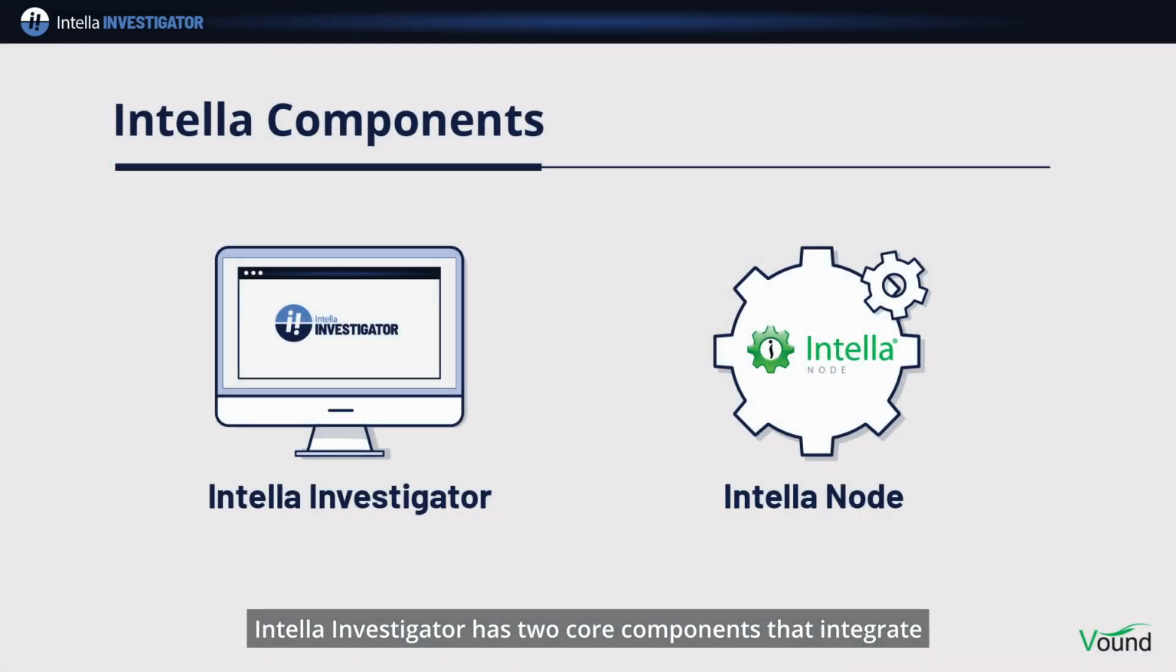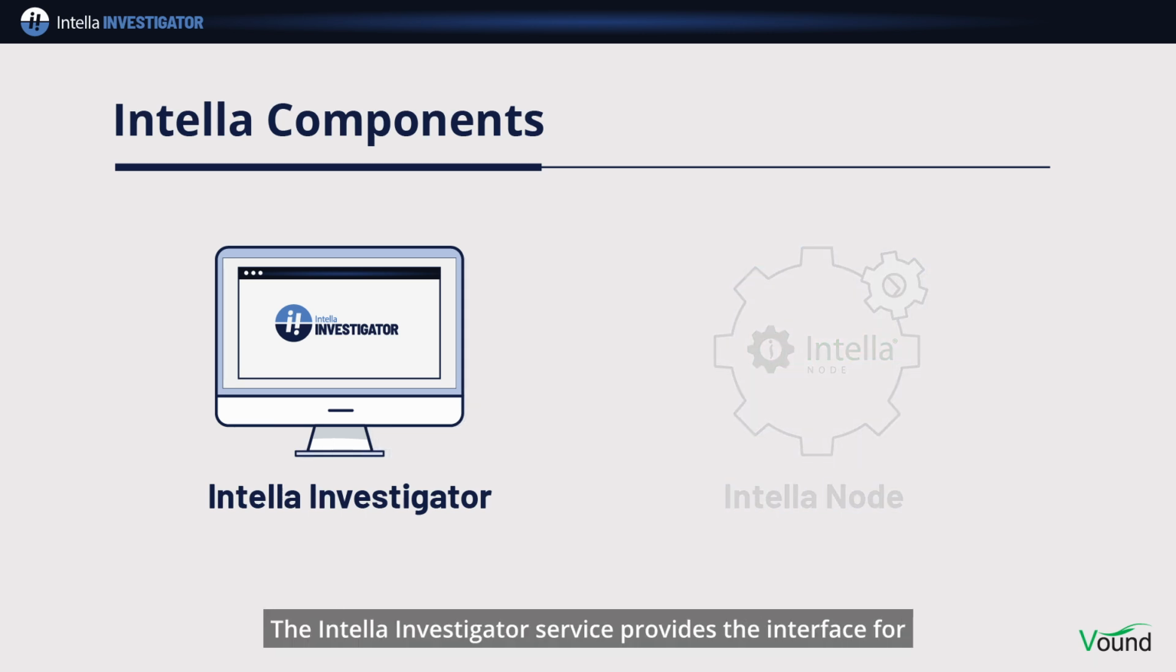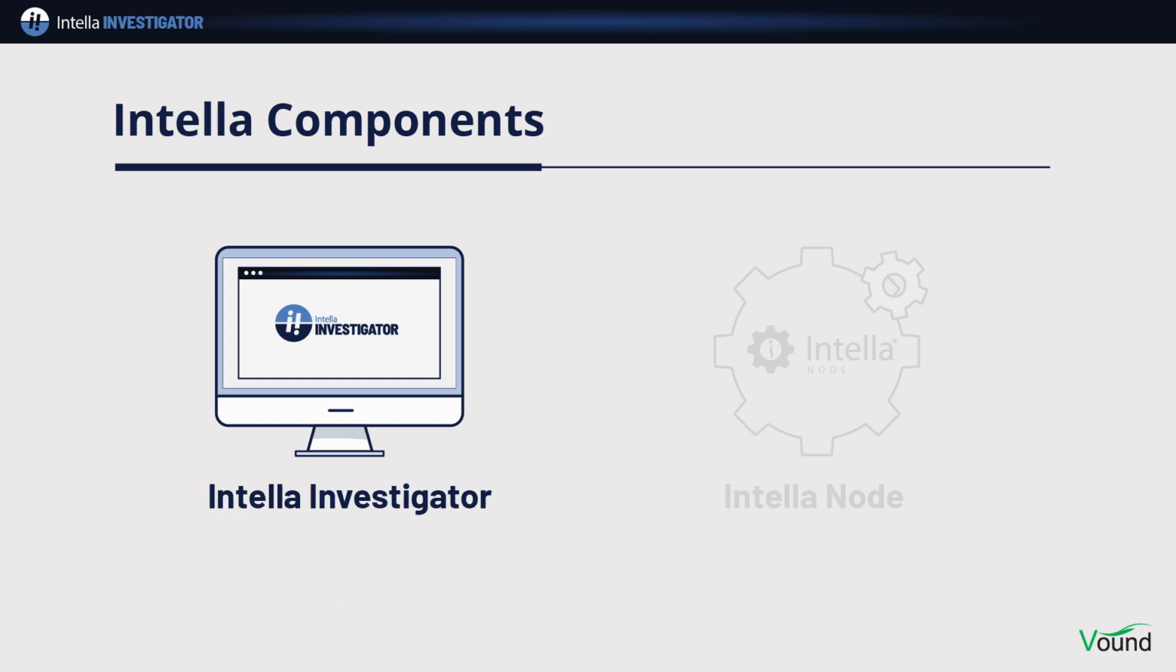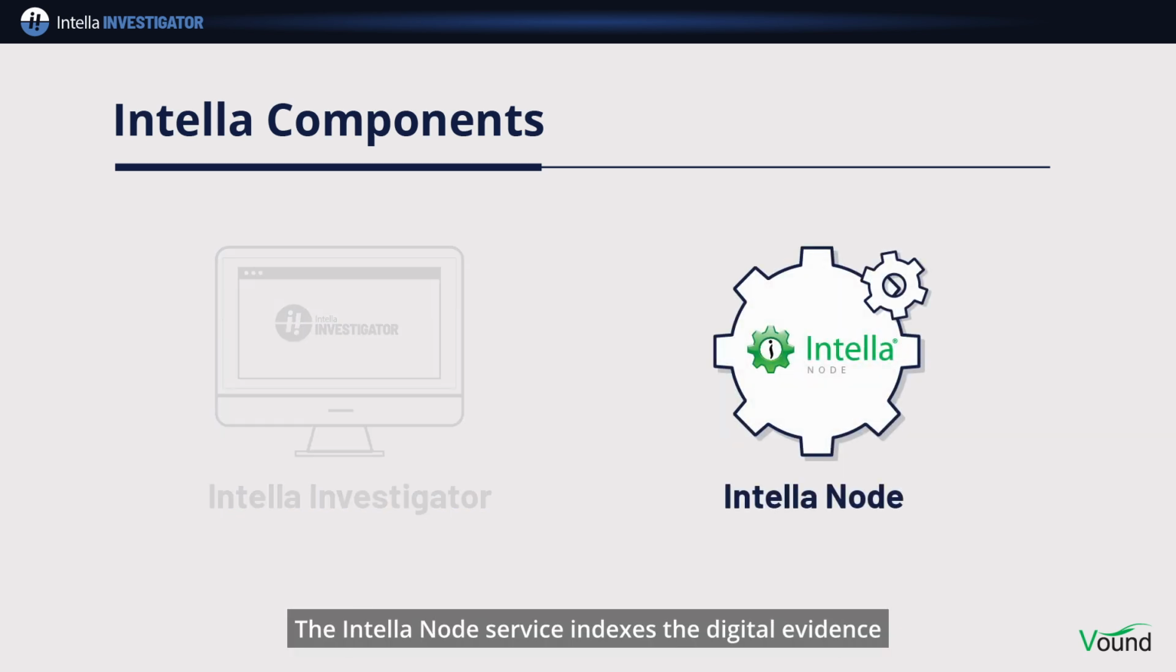Intella Investigator has two core components that integrate to provide a comprehensive digital forensics platform. The Intella Investigator service provides the interface for examiners to analyze digital evidence from computers, mobiles, mailboxes, etc. It manages the case databases and content. The Intella Node service indexes the digital evidence behind the scenes by cataloging files and data. It rapidly indexes evidence like files, emails, photos, and chats, enabling quick searching through massive datasets.